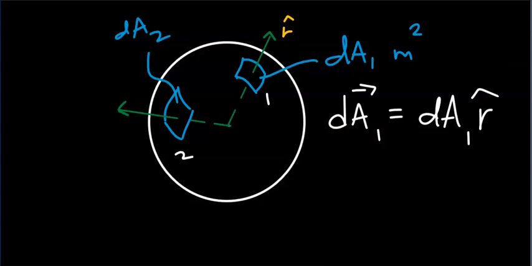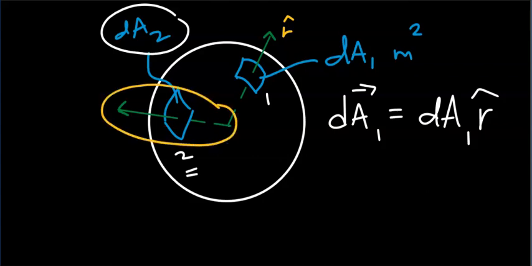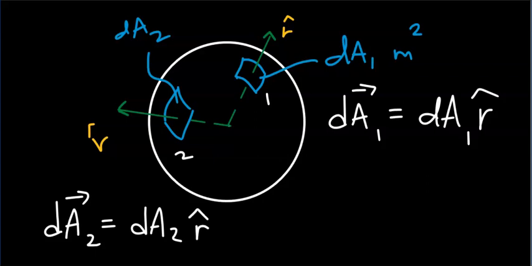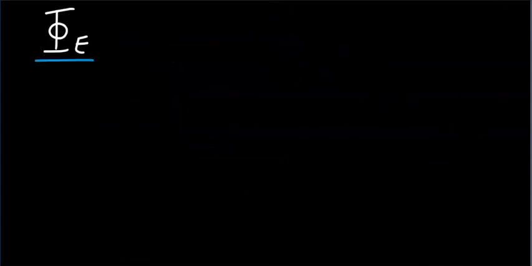Now likewise for surface 2 with area dA2, the normal vector is represented by this green arrow, and we know since this is a sphere, the direction of that normal vector is also radial, r hat. So the area vector dA2 can be written in the following manner, just like that. Now we are ready to define electric flux.